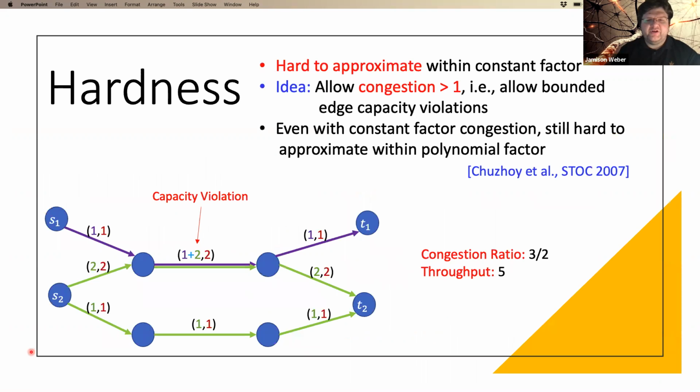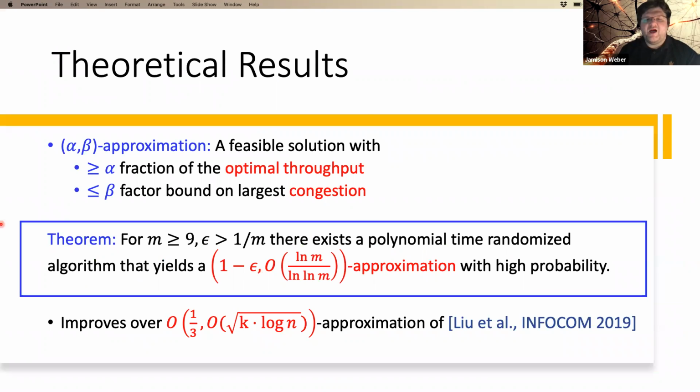The ANF problem is hard to approximate within a constant factor, but suppose we allow for bounded edge capacity violations, which we refer to as congestion. In the example from before, when we tried to route both commodities, the congestion exhibited here is 3/2, i.e. the ratio between the flow and capacity along this edge, and the largest one out of all of the edges. So even with a constant factor congestion, it turns out that this problem is still hard to approximate even within a polynomial factor. We use a bi-criteria optimization where we seek a feasible solution with at least alpha fraction of the optimal throughput and at most beta factor bound on the largest congestion.